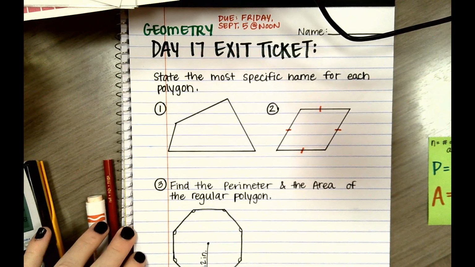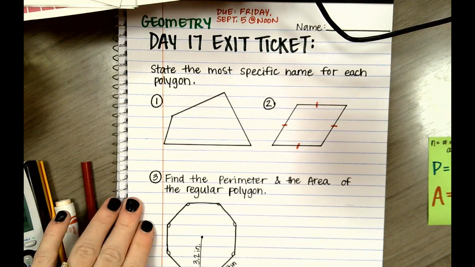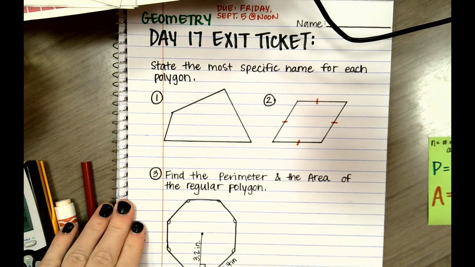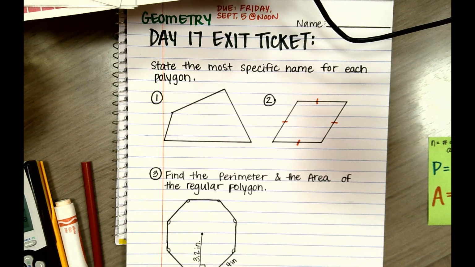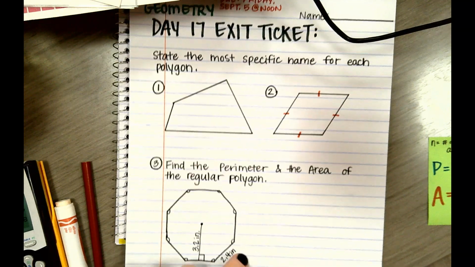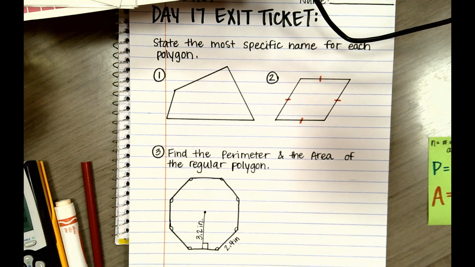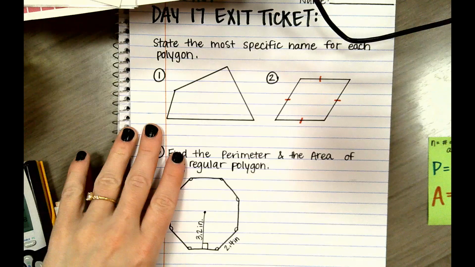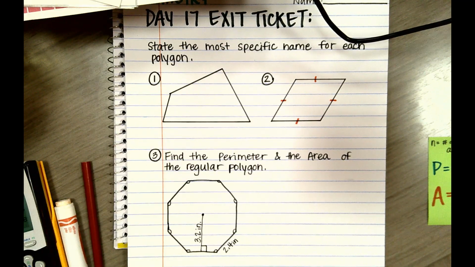So here is the sneak peek of the exit ticket, and then I'll make copies. You have 2 questions where you're going to state the most specific name for each polygon. That's what we did during the first half of class. And then the last question shows a regular polygon, and you're going to find the perimeter and the area. So I will be right back with copies, but that is all for today.